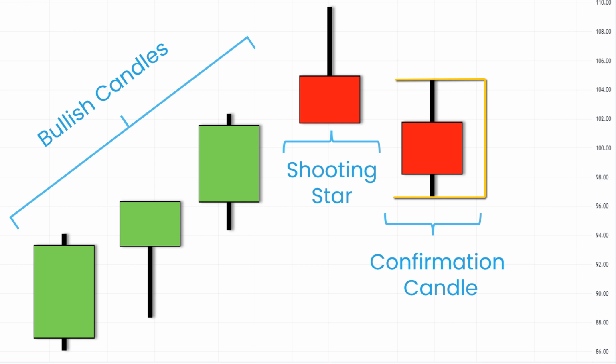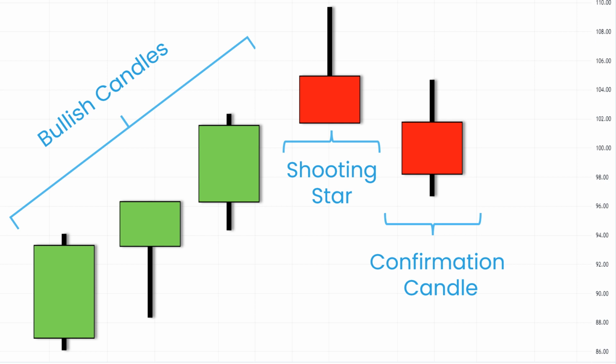So another note I'd like to make right now, this shooting star candle does not have to be red. It can be green. The psychology behind the shooting star is that the bulls came in and pushed it all the way to the higher point, and then they completely failed.